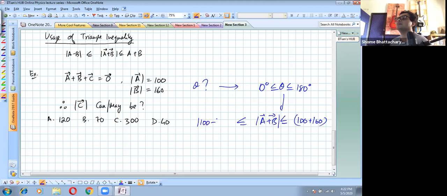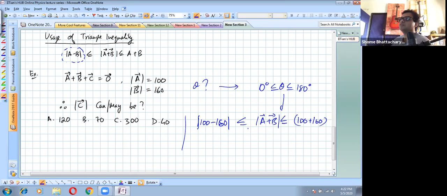Because A can have a magnitude which is less than B, we should not write this as minus 60, because the magnitude of a vector cannot be minus 60. So that's why there's always a mod on this side. Even though A's magnitude might be less than B's magnitude, we will never report the difference between them as a negative quantity. Yeah? Because you're talking about the difference in terms of the magnitude of a vector.